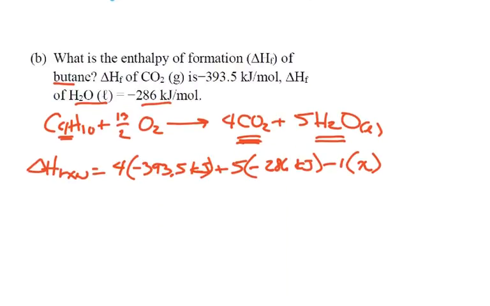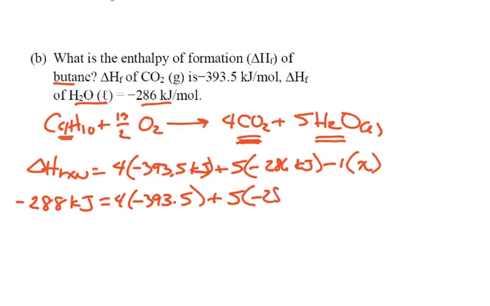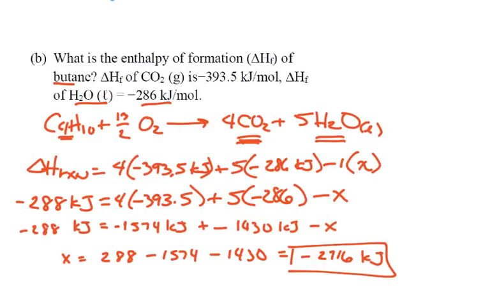So let's go back here. My number here is going to be 2.88 kilojoules, and that's negative because it's energy released, equal to 4 times negative 393.5 plus 5 times negative 286 minus X. And what I want to do is solve for X. So I have set up my equation with the energy released as I form CO2 and H2O, and the negative of this, because I'm not forming C4H10, I'm breaking it up.